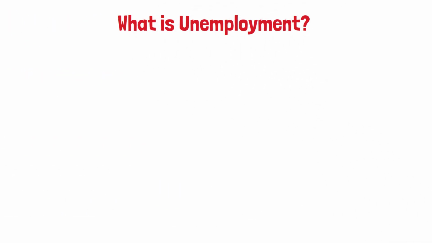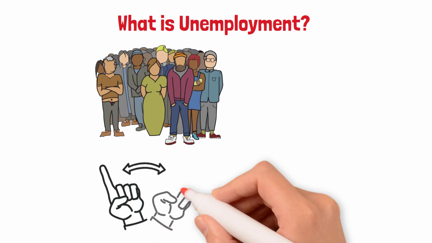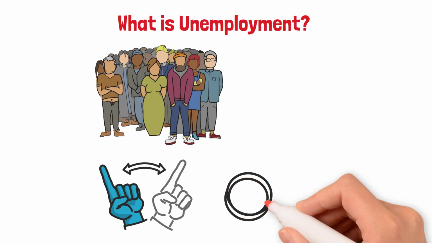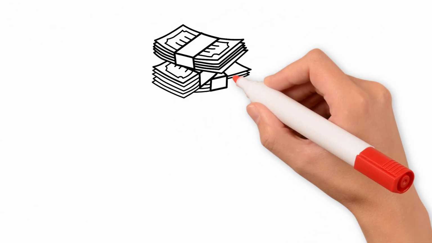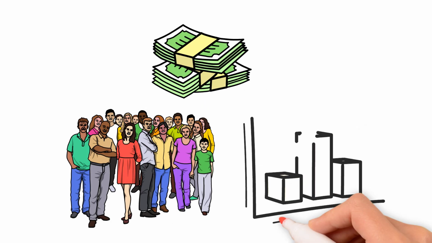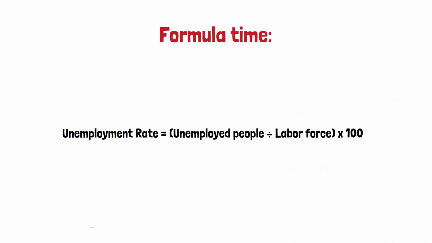What is unemployment? Unemployment occurs when people who are willing and able to work can't find a job despite actively searching. It's a key indicator of a country's economic health and a problem that affects income, social stability, and growth. Formula time. Unemployment rate equals unemployed people divided by labor force, times 100.